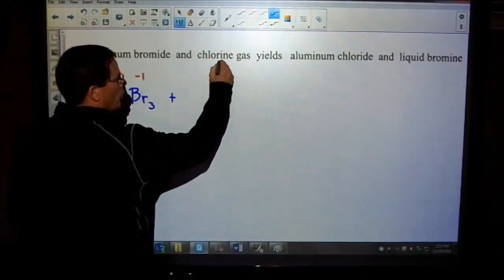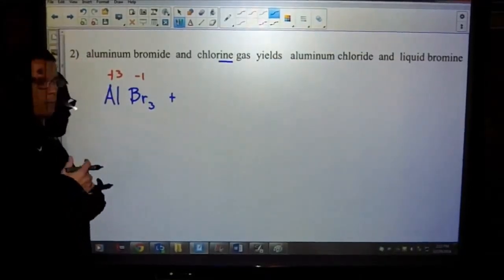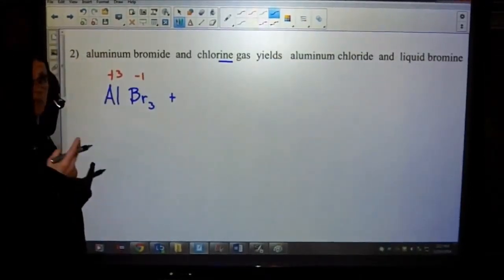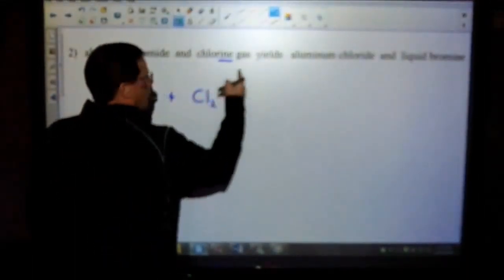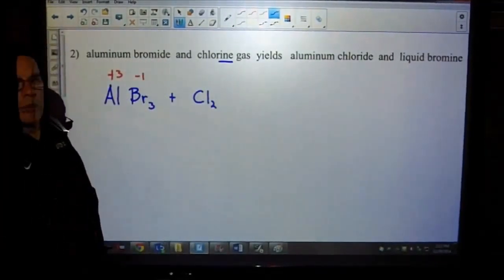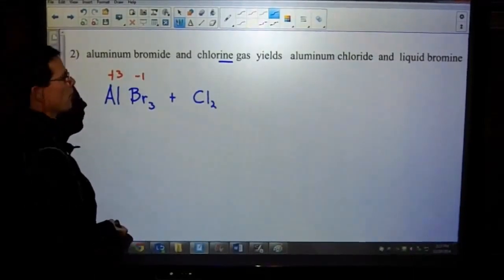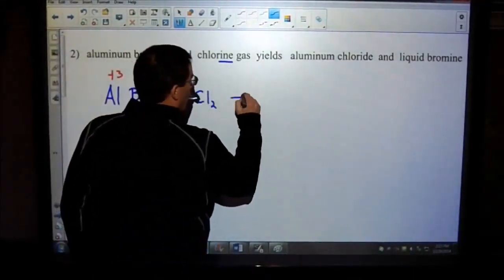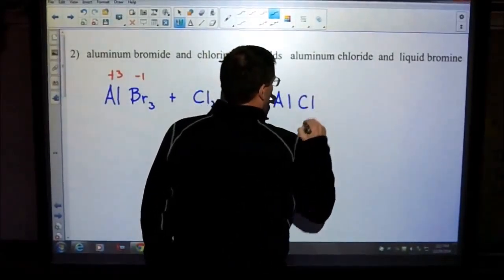Chlorine gas, so again, if it ends in -ine or -gen, then that means it's diatomic when it's by itself. So Cl2, and don't worry about the gas component, or if it says metals or liquids or whatever, that's just a distractor more than anything else. Yields is an arrow, and here we have aluminum chloride. So we'll put the chloride there.